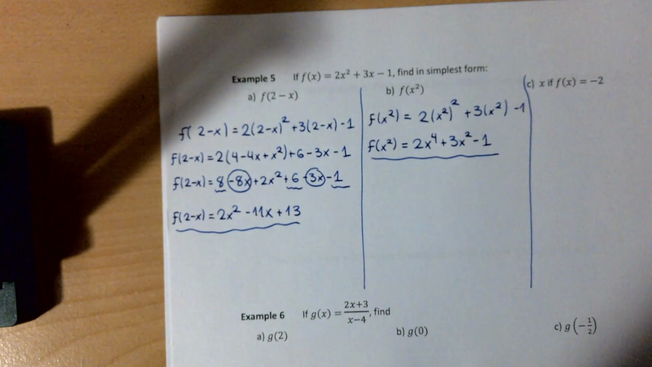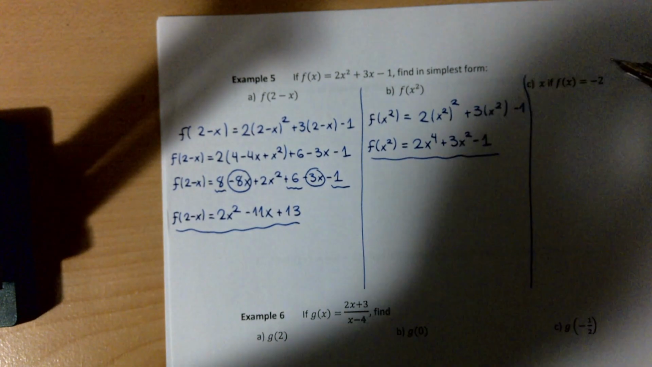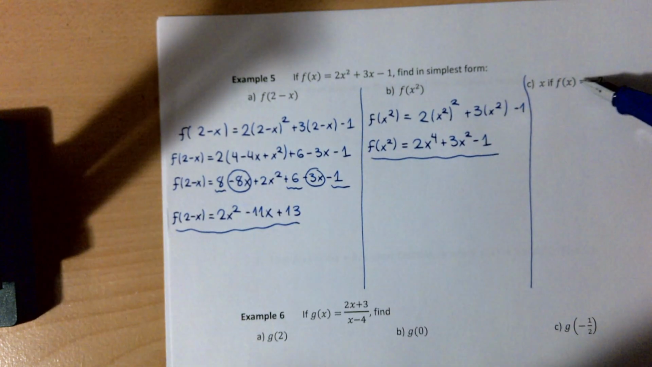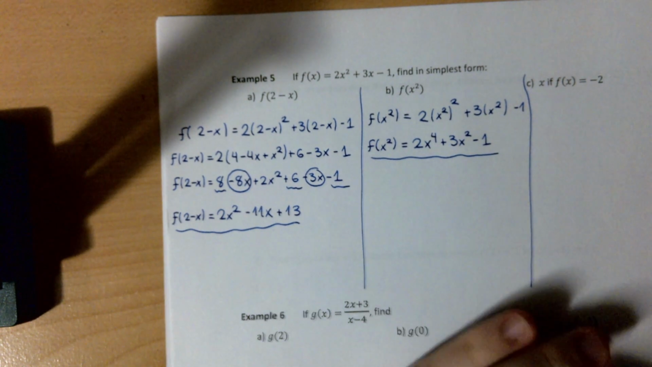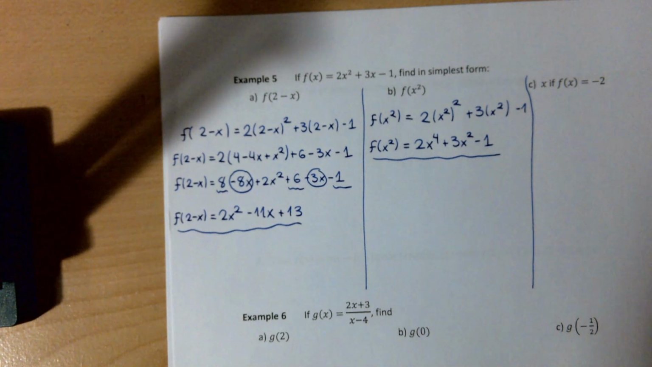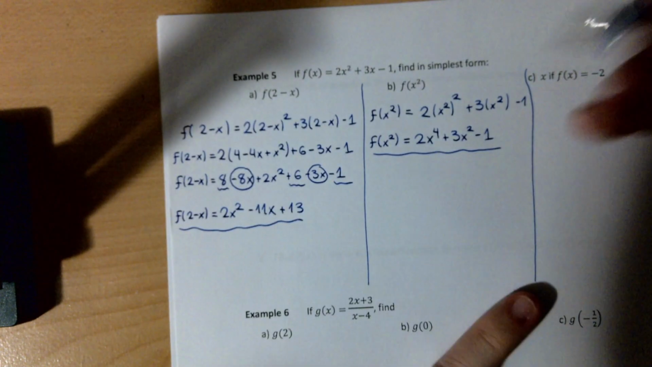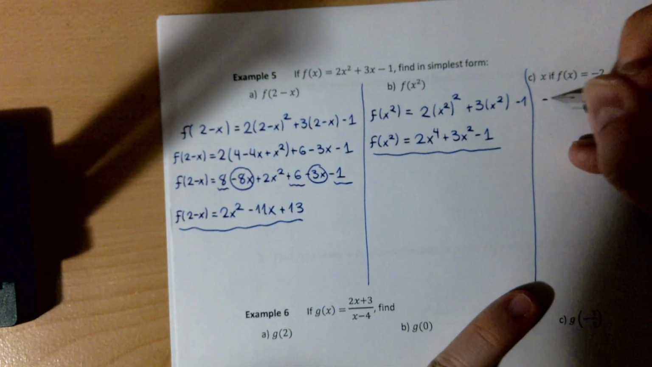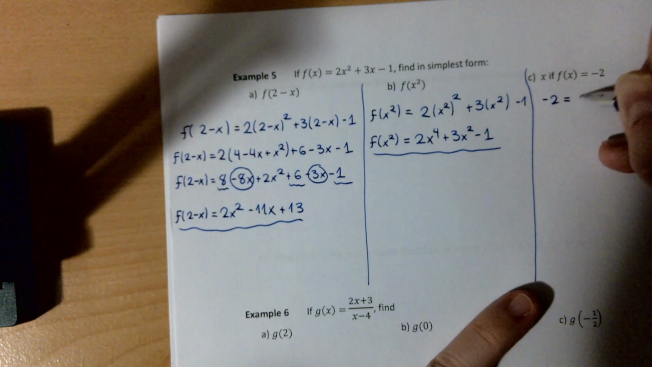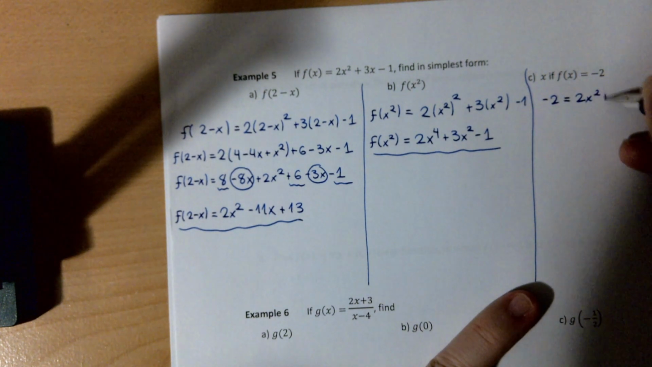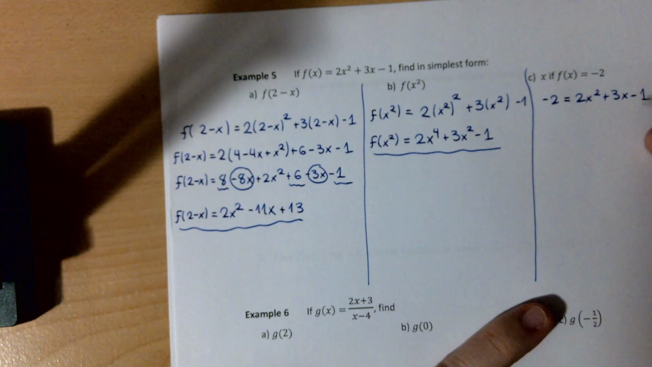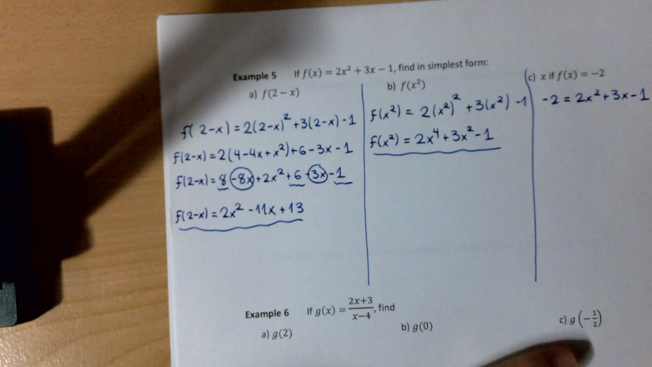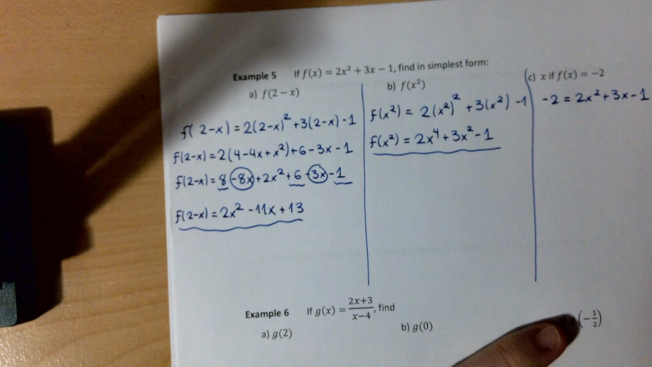And finally, this one might be a tiny bit trickier. Now it's saying, what is x in order for my function to give me minus 2? Here, I'm not replacing x with anything, I'm replacing my f of x with something. So now I've got minus 2 is equal to 2x squared plus 3x minus 1.